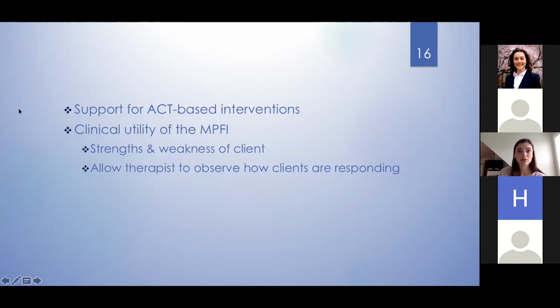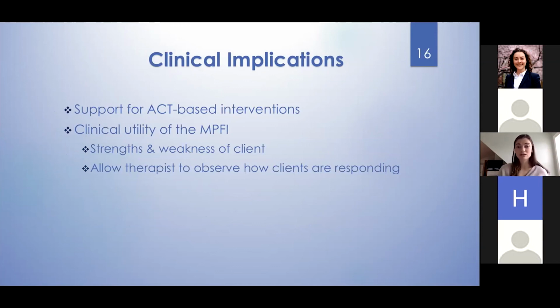So some clinical implications for the study. So this supports ACT-based interventions, showing that psychological flexibility may be a mechanism of action for treatment outcomes. Also, some clinical utility of the MPFI was shown. So when you take this at baseline, it can demonstrate to the therapist the strengths and weaknesses of the client. Maybe they're super low in acceptance when they first come to therapy, and maybe that's a target that you can choose to increase over the course of treatment. So this also allows therapists to see how clients are responding to their treatment, or whether they're not.